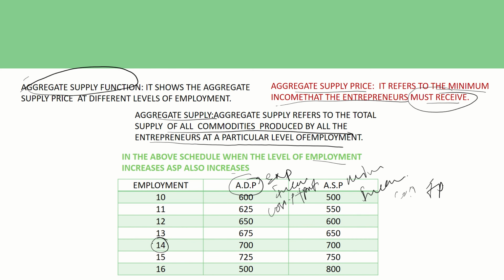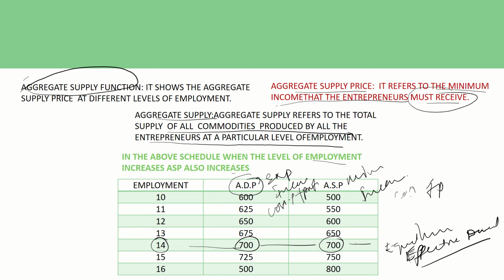At one point aggregate demand price is equal to aggregate supply price. This point is called the equilibrium point. According to Keynes, this is called effective demand. What is this called? Effective demand. At this point, where expected income is equal to the must-receive income, that is, aggregate demand is equal to aggregate supply, this is called the equilibrium point.